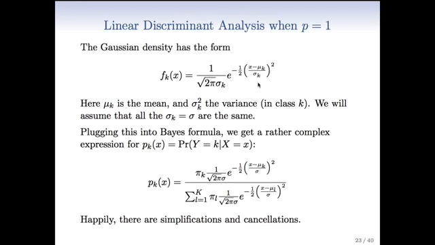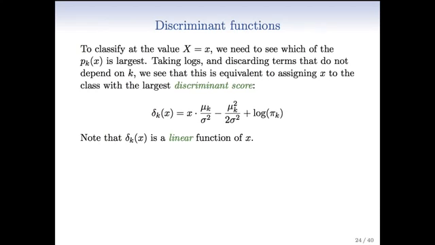So if we plug into Bayes' formula, the formula we had on 2 slides back, we get a rather complicated expression. We've just plugged in the form of the density in the numerator, and there's the sum over the classes in the denominator. And it looks pretty nasty. Well, luckily there's some simplifications and cancellations. We get this because to classify an observation to a class, we don't necessarily need to evaluate the probabilities. We just need to see which is the largest.